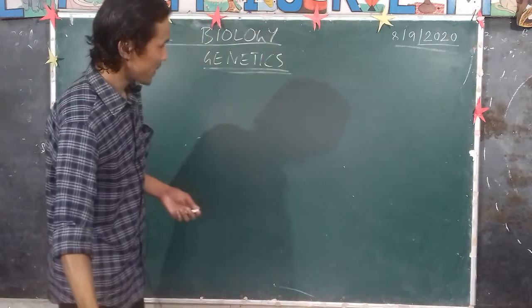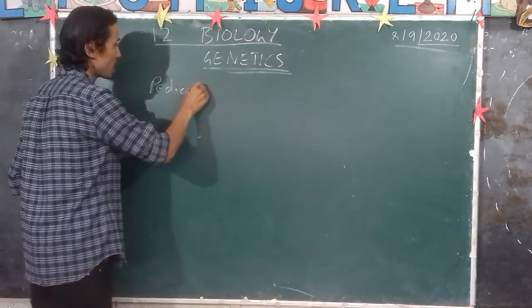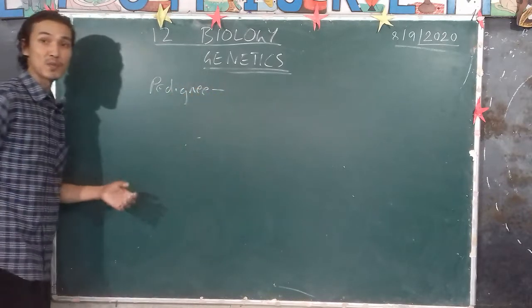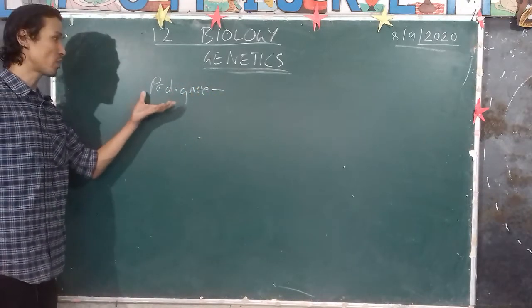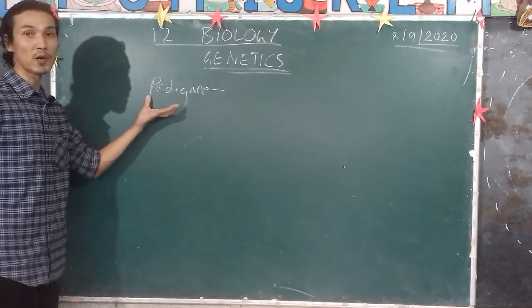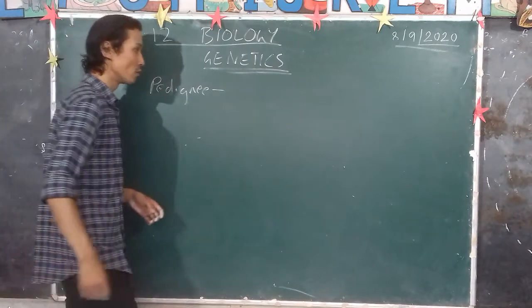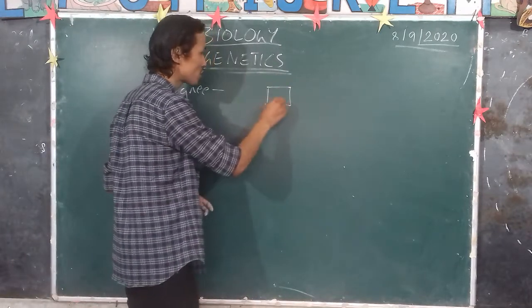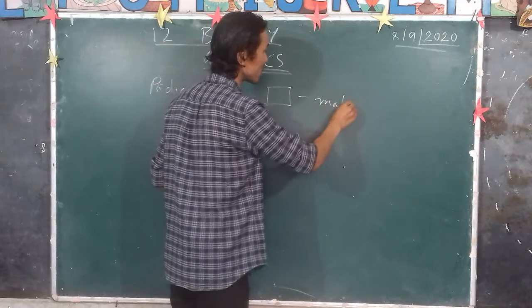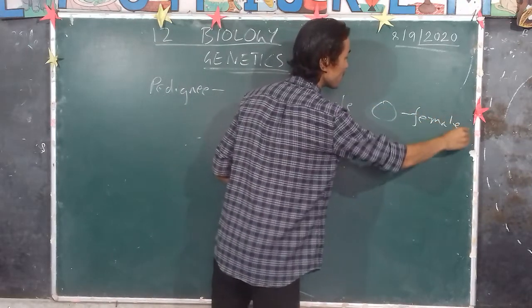Now the next thing regarding genetics is pedigree analysis. By pedigree analysis, what it means is it provides us a history, basically a genetical history about our ancestors. So in order to understand pedigree, there are a few certain rules. Like a box represents a male and a circle represents a female.